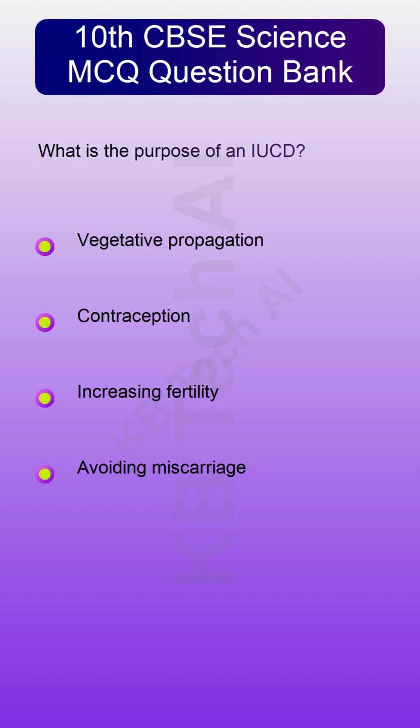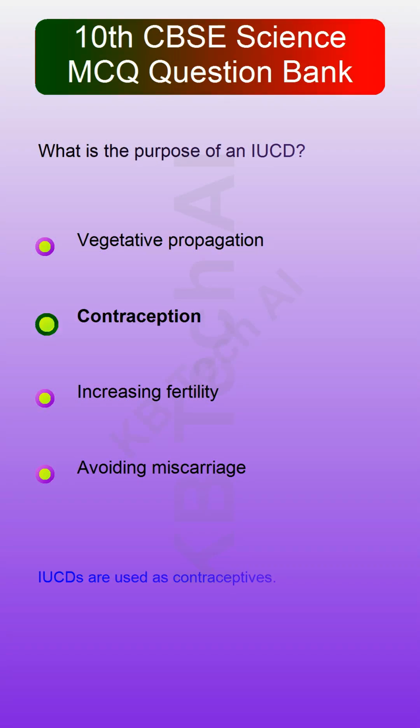What is the purpose of an IUCD? Option 1, vegetative propagation. Option 2, contraception. Option 3, increasing fertility. Option 4, avoiding miscarriage. The answer is, option 2, contraception.